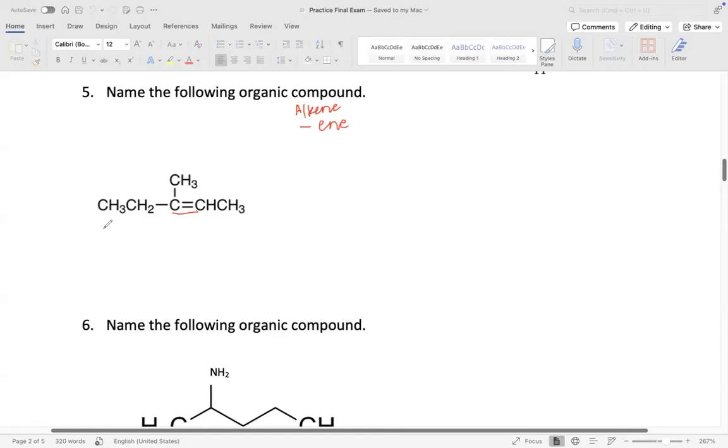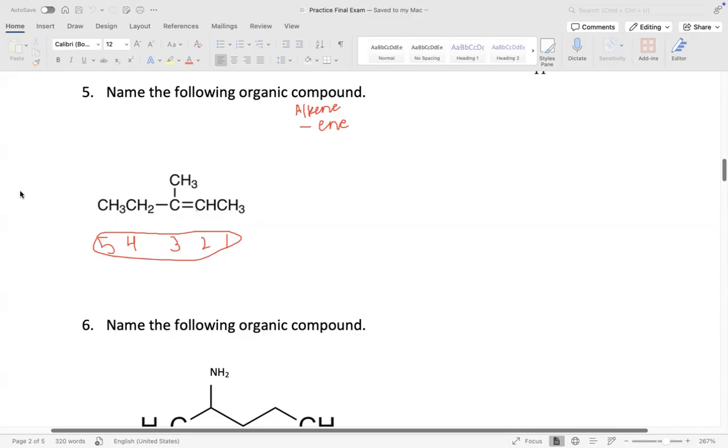The next step is to count the number of carbons in the main chain. So 1, 2, 3, 4, 5. But remembering I could count left to right or right to left, and I want to make the functional group the star of the show. The functional group is this double bond. When I number left to right, the functional group is between carbons 3 and 4. But when I number right to left, it's between carbons 2 and 3. So I actually want to number right to left in this case. Still has 5 carbons in the main chain though.